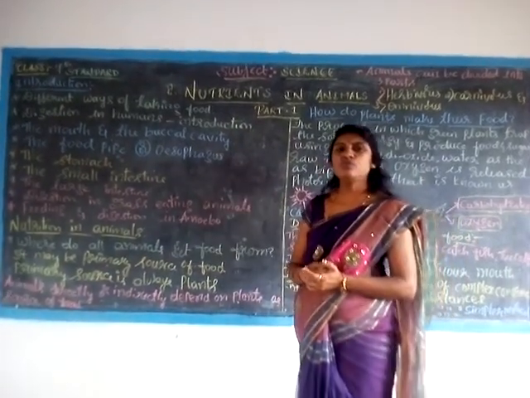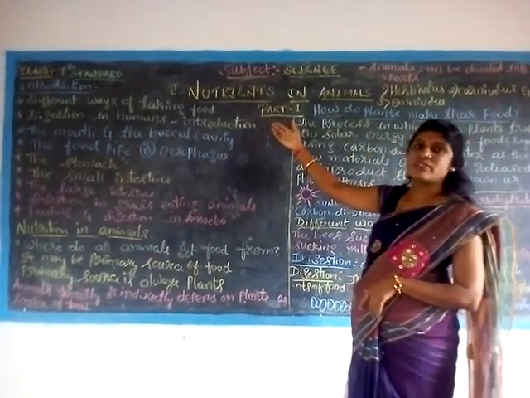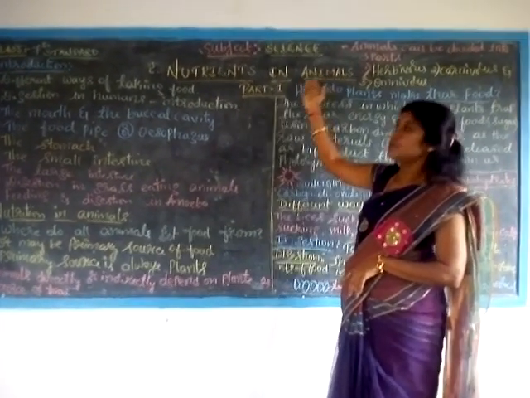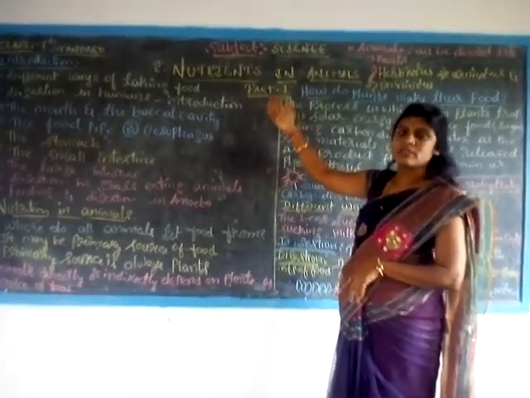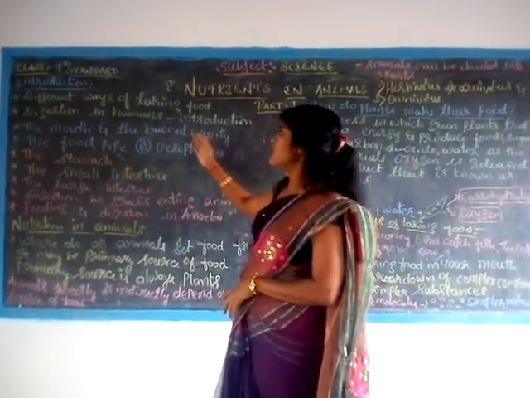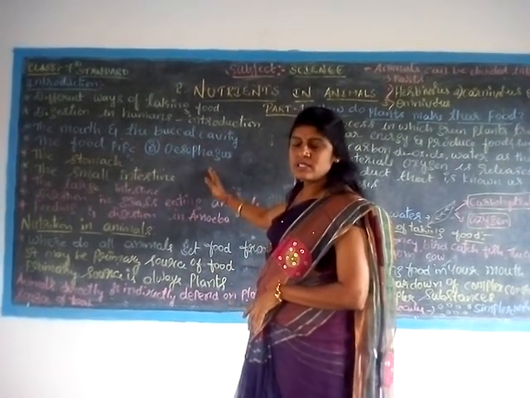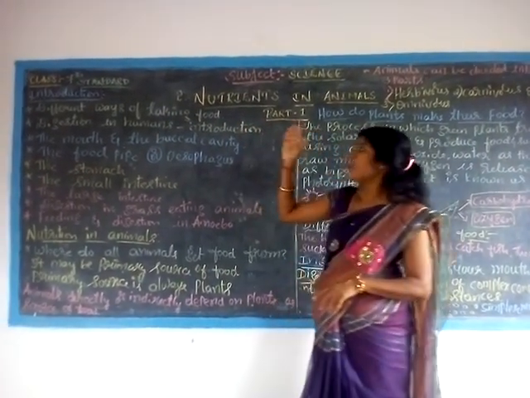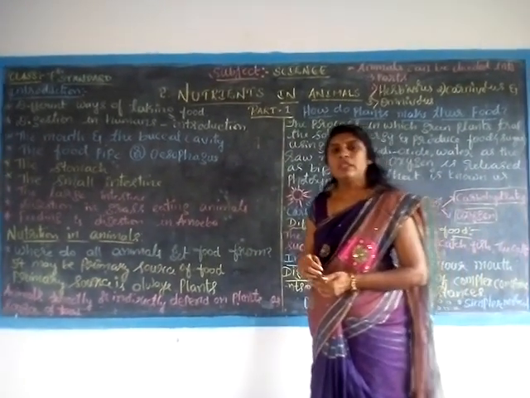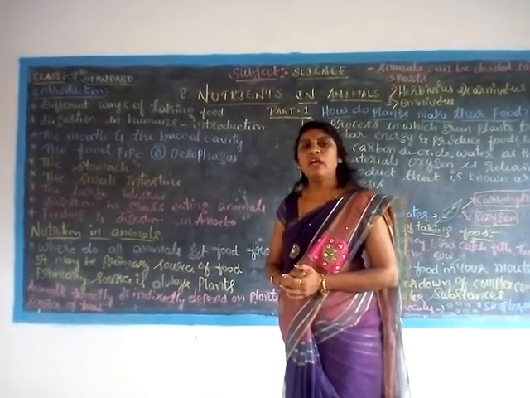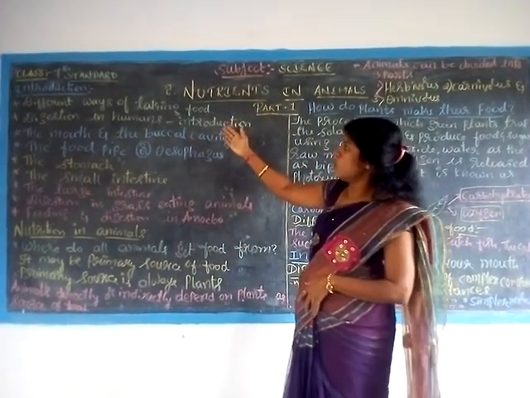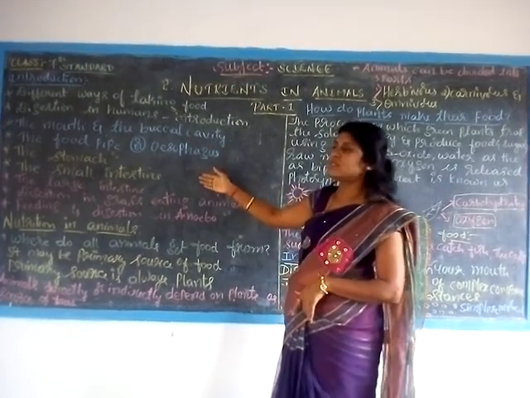Today I am going to do the second chapter for 7th standard science, that is nutrition in animals. Nutrition in animals, that is part 1 for 7th standard. What are all the things that we learn in this nutrition in animals chapter? Let us see in the introduction how the animals take food, that we learn in this lesson.